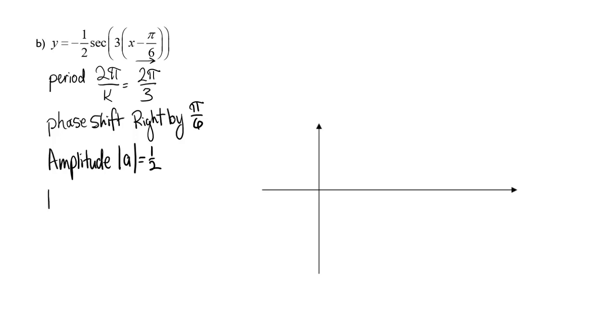And it is a reflected graph about the x-axis.